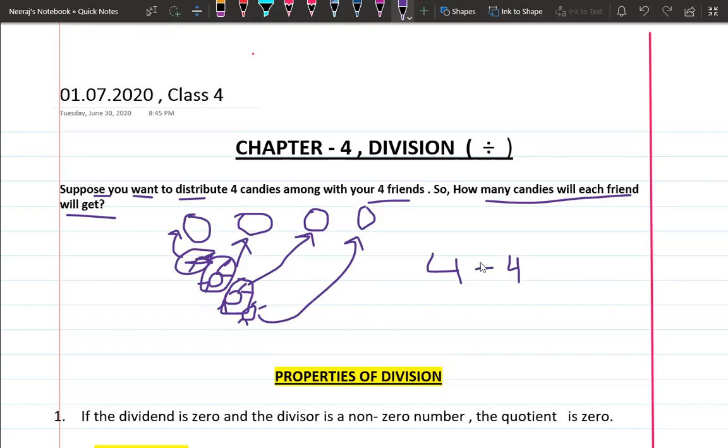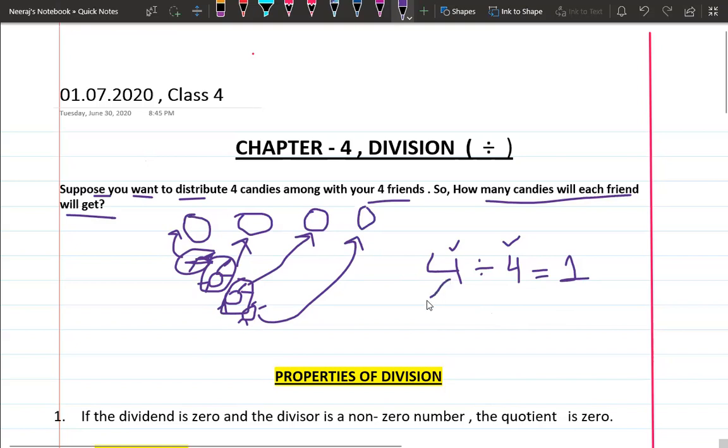So we need to divide. Sharing means you are distributing the candies, you are dividing the candies with your friends. So we will use the concept of division here. If your 4 friends are sharing 4 candies, each friend will get one candy. So your answer is 1. It means that each friend is getting one candy. Here the concept of division arises.